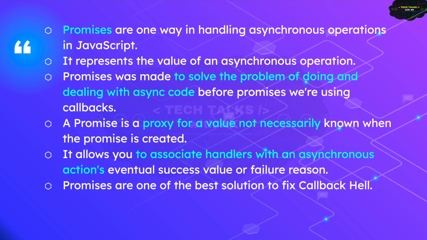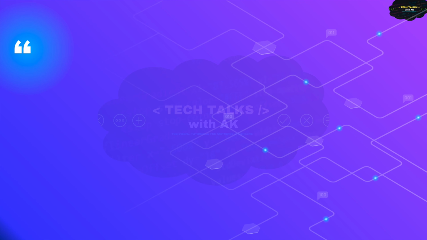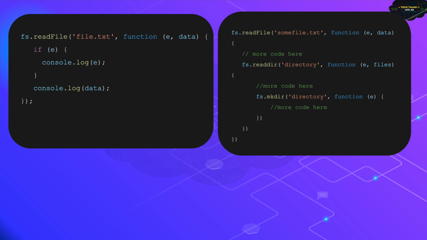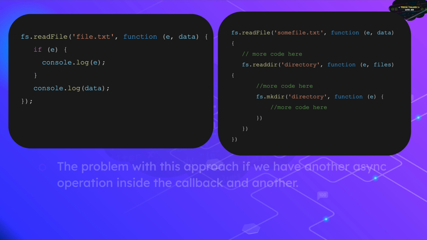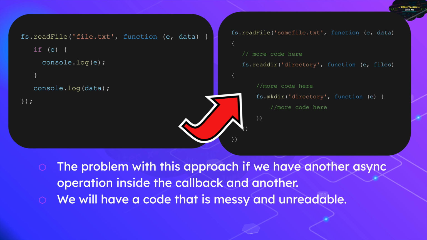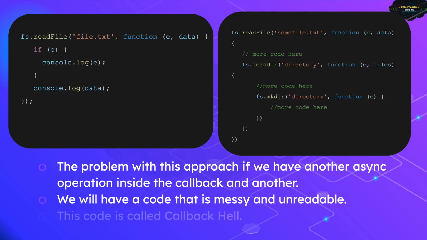Promises are one of the best solutions to fix callback hell. Let's look at the example. In this example, we are trying to read a file called file.txt which has one callback. If we want to read another file or a directory inside this function, then the inside function will also have a callback. The problem with this approach is, if we have another async operation inside the callback and another, so if we have nested callbacks, we will have code that is messy and unreliable. This code is called callback hell.